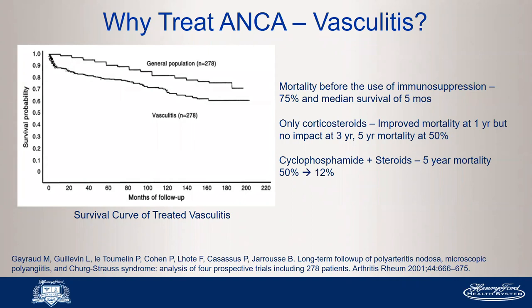So significant improvement in mortality with cyclophosphamide. And if you look at the survival curve here, the x-axis is months of follow-up and the y-axis is the survival probability, so higher is better. If you look at the general population and vasculitis, these are patients that were treated appropriately with guideline-recommended therapy, and their survival is still lower compared to the general population. It just goes to show that it's important to treat this disease. It's important to recognize the presence of the disease and treat it promptly and treat it aggressively.